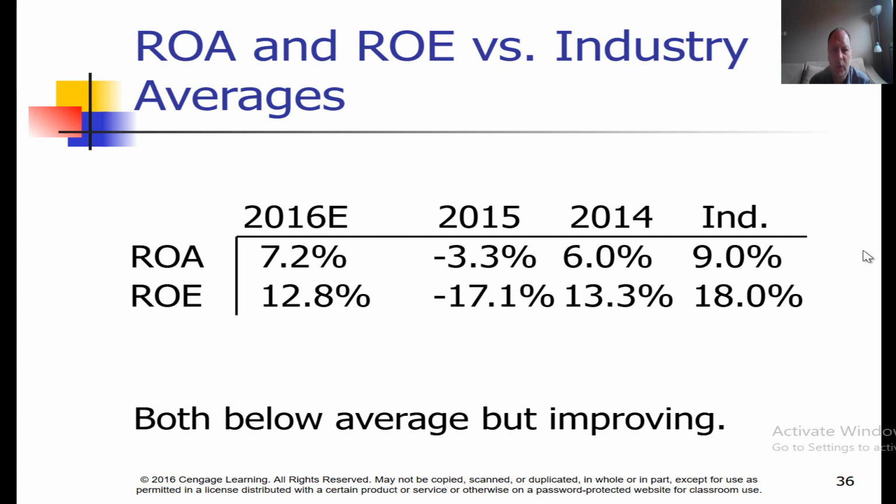In the case of this company, once again, it wasn't doing great in 2014. Both ROA and ROE were below the industry average. It got far worse in 2015 as the company lost money. It has improved, or is expected to improve, and estimates don't always turn out correctly, in 2016, but both the return on assets and return on equity are still below the industry average.